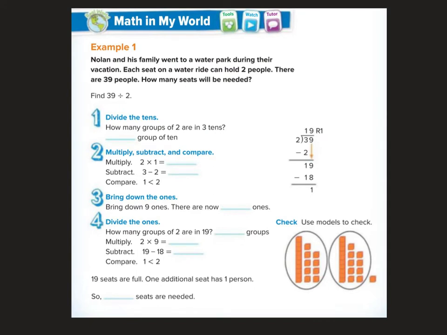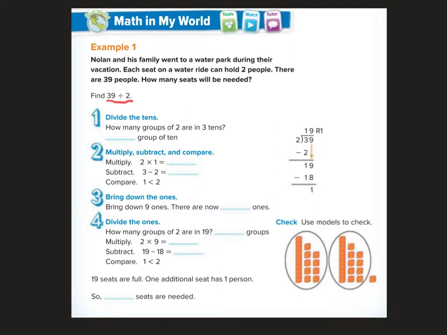Here we have example 1. Nolan and his family went to a water park during their vacation. Each seat on a water ride can hold 2 people. There are 39 people. How many seats will be needed? So our job here is to take 39 and divide it by 2.